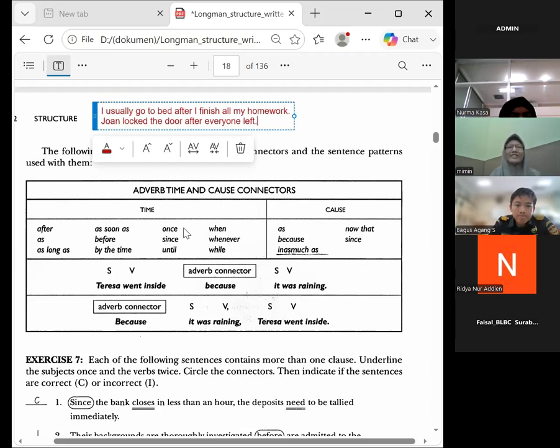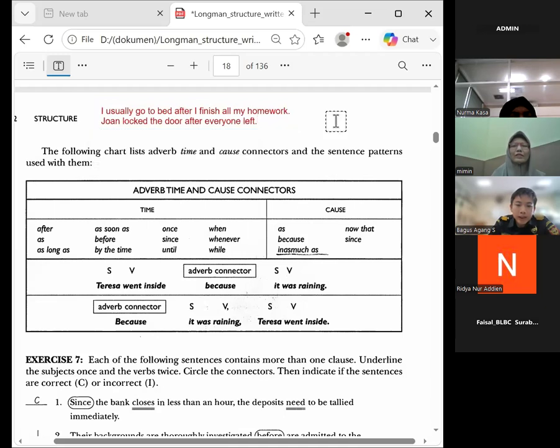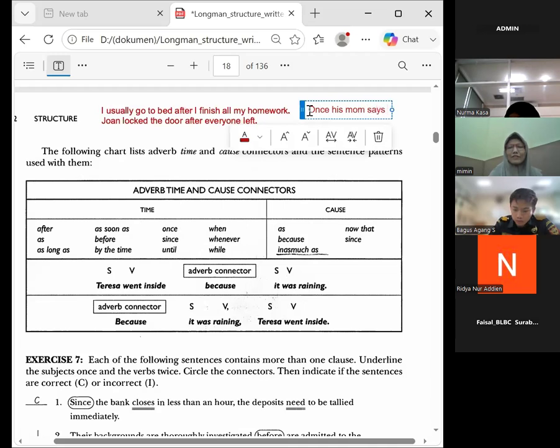once. What is the meaning of once? Once is almost similar in meaning to as soon as. All right. Once his mom says no, he has no courage to do well. Okay.